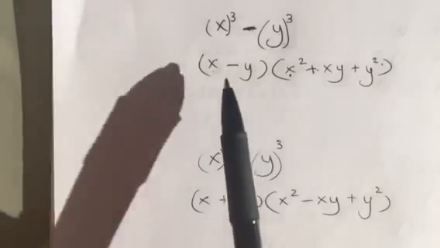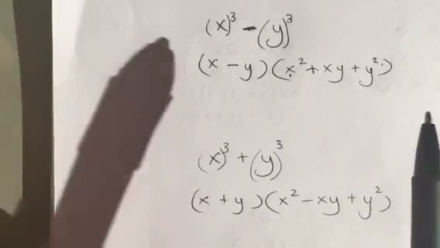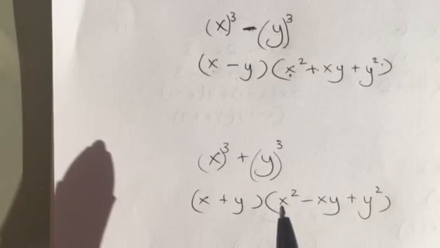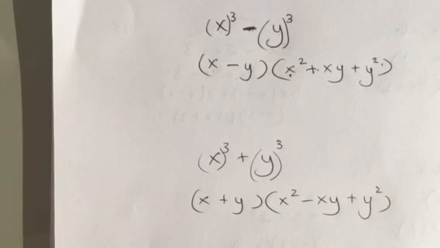So this one is the first minus the second, the first squared, plus the first times the second, plus the second squared. And this is the first plus the second times the first squared minus the first times the second plus the second squared. As I said, you might not believe me that they're the factors, so you might want to multiply them out.